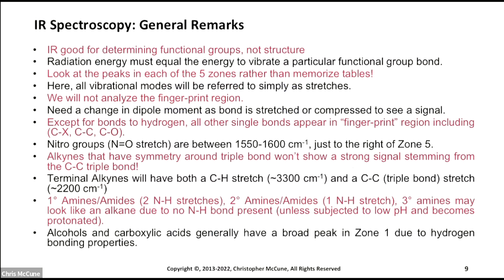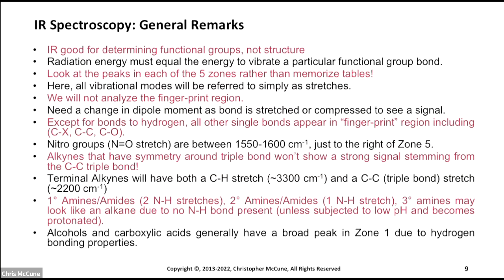So let me just say some general remarks about the IR. The IR is good for determining functional groups, but not structure. You need other information to do that. The radiation energy must equal the energy to vibrate a particular functional group bond. Look at the peaks in each of the 5 zones, which I'll go over. I think that's a lot easier than trying to memorize tables that give you range of values. Those tables are useful, but I typically don't even use those tables unless I'm trying to really dial in on the exact wave number, if I were given an IR.